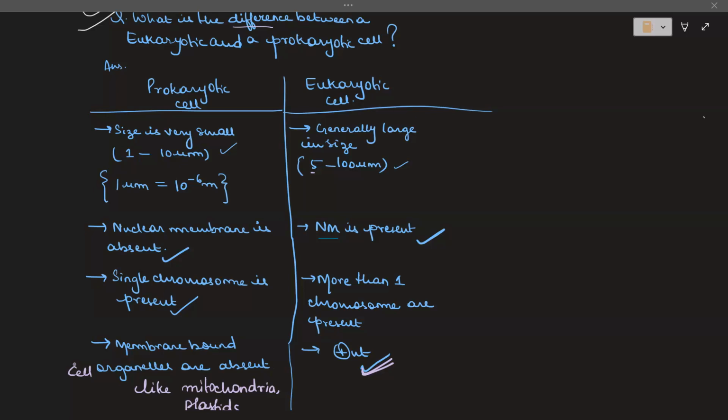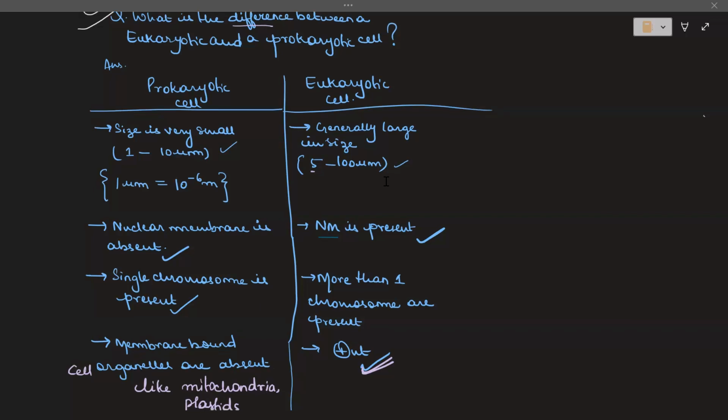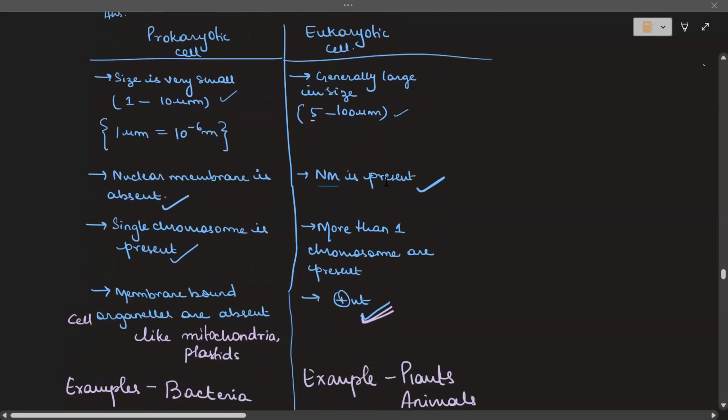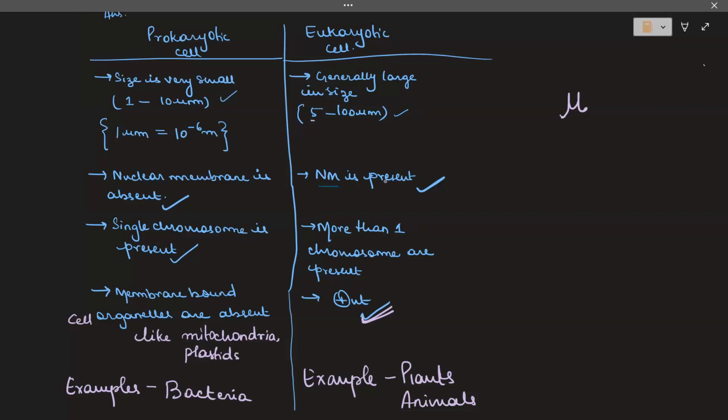Ma'am, I have a doubt. Yes, tell me. Ma'am, in prokaryotic cell, you have written size is very small, 1 to 10. What is that? No, no, that is mu. It is the symbol for micro. Micrometer. Yes, micro. Okay. Thank you.